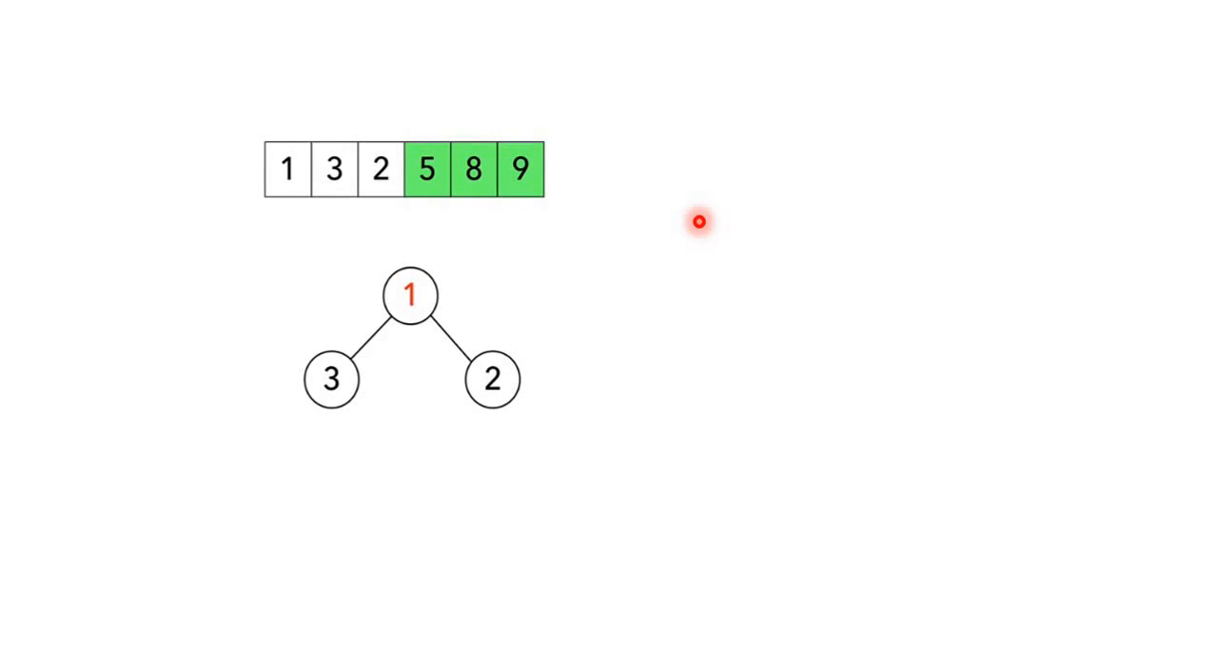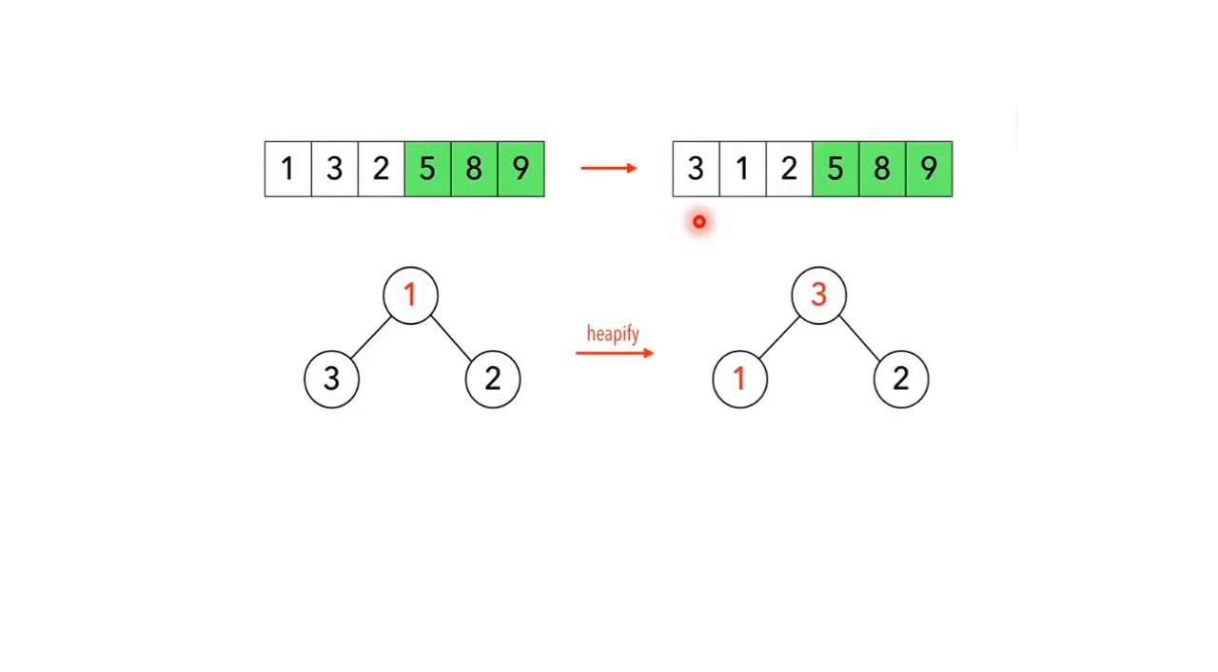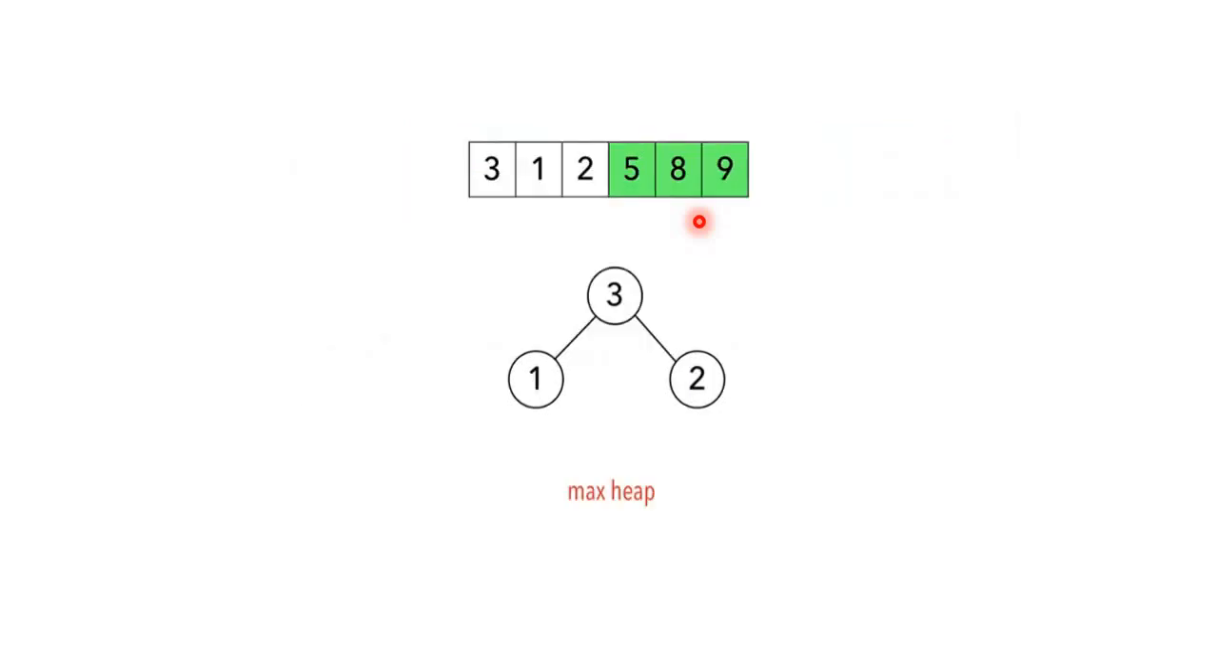Now again we can see the 1 is on the top, which is not right, so we do Heapify, which places 3 on the top, which is the largest number. Again we have a max heap. We pick up the 3, we replace it with the 2. Now you can see again 3 is removed and 3 is in the sorted part of the array.